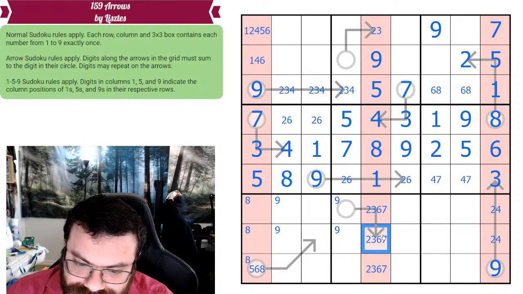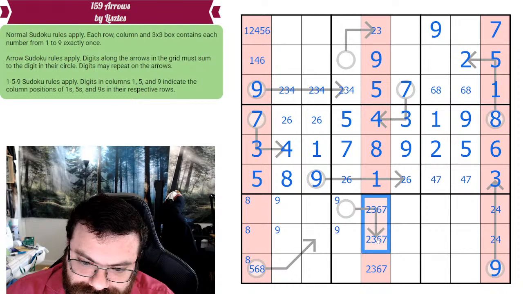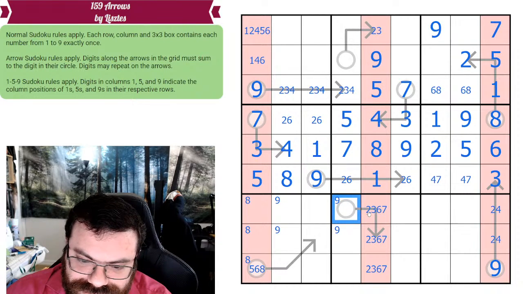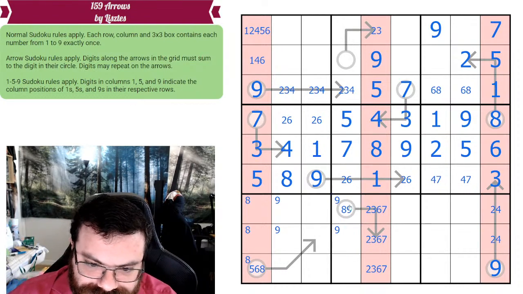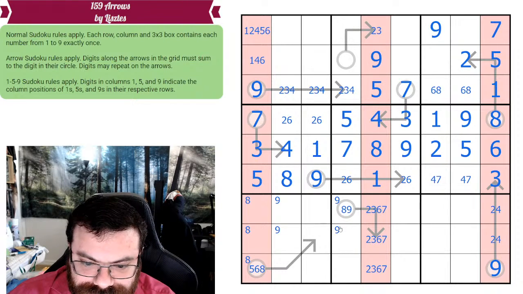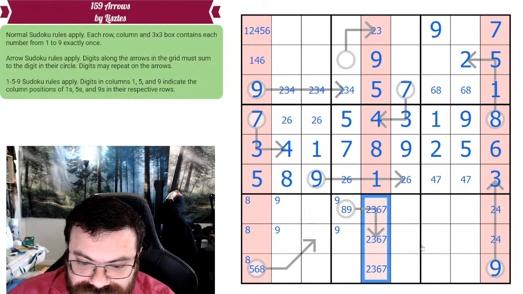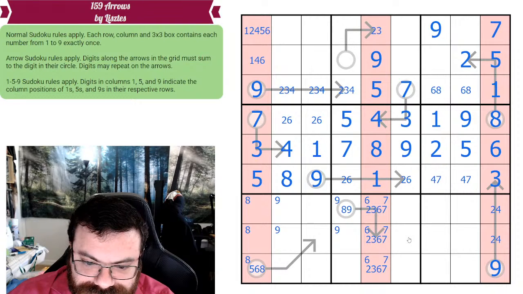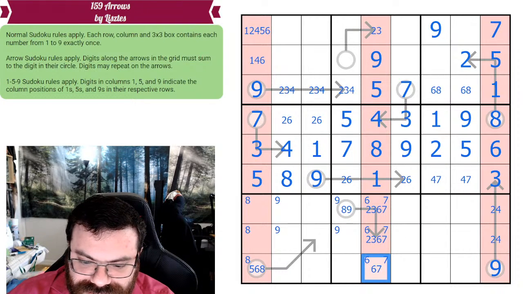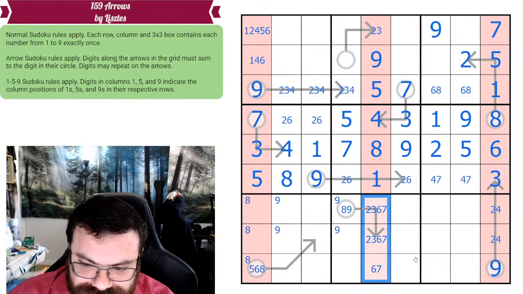So we can't add to 5 because that would break this one. So we add to either 2, 6 is 8, 2, 7 is 9, or 3, 6 is 9. That would work with a 4 here. So we know there's a 6 and a 7 in here. So this is a 6 or 7. It can't be a 2, 3. It's funny.